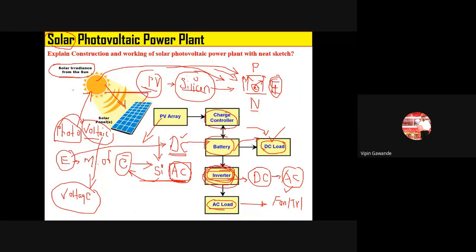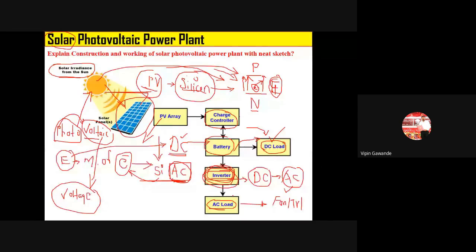Solar energy falls on the PV panel, which consists of silicon as a semiconductor. When sunlight falls on the silicon atom, electrons get released, and because of the movement of the electrons, there is a generation of DC current. DC current is stored in the battery. Then the DC current is converted into AC current using the inverter.